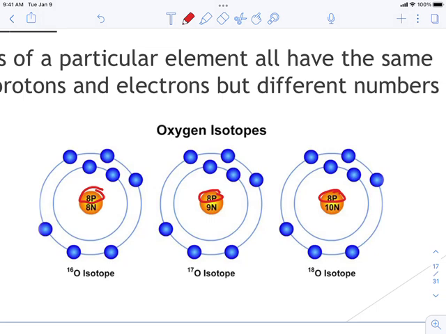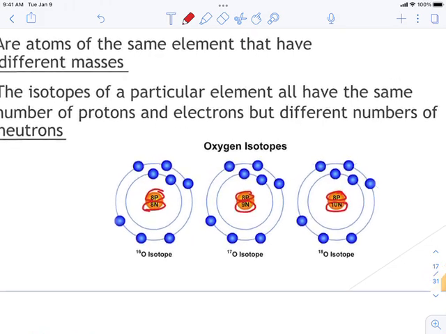That won't change, but the number of neutrons can change. So you'll see here, 8 neutrons, 9 neutrons, 10 neutrons. One with more neutrons, as you can imagine, would have a higher mass. That's what an isotope is.